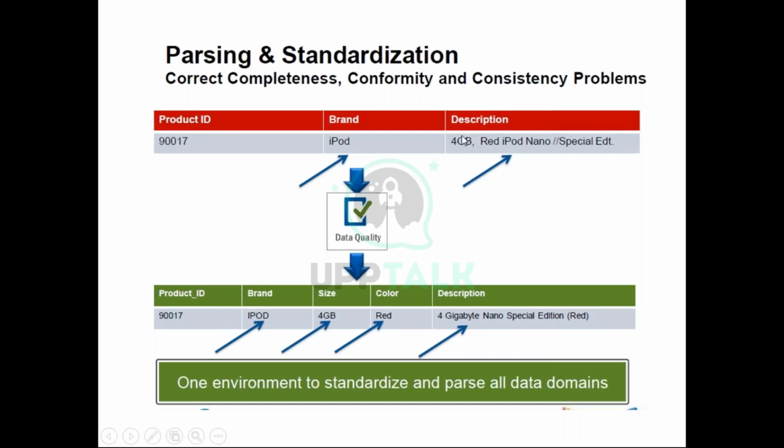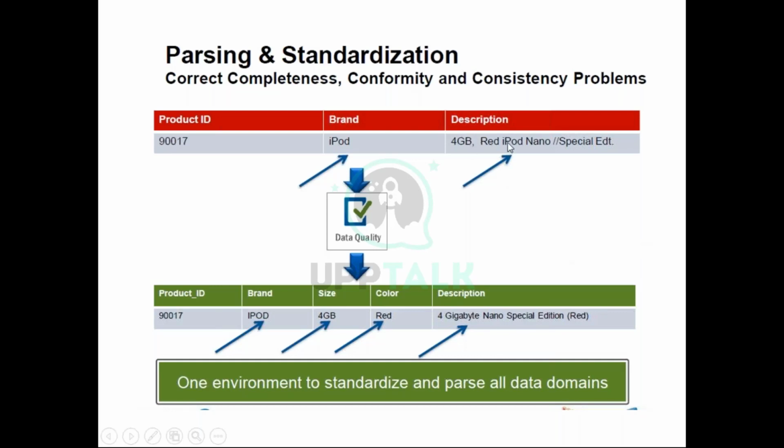Parser, in the sense, it will separate each word in a single description into multiple columns with the help of the standardization transformation. In the standardization, in the reference table, wherever I find 4G, that is considered the size. Wherever I see the red, that is considered the color, and the remaining piece will be considered as my description.